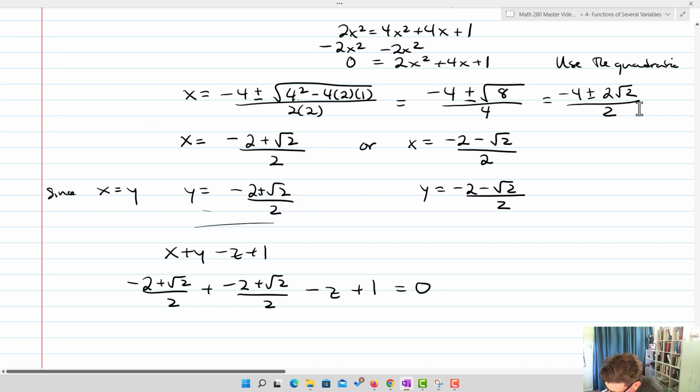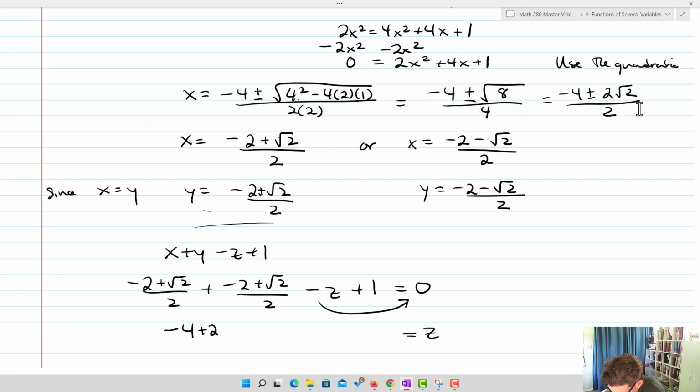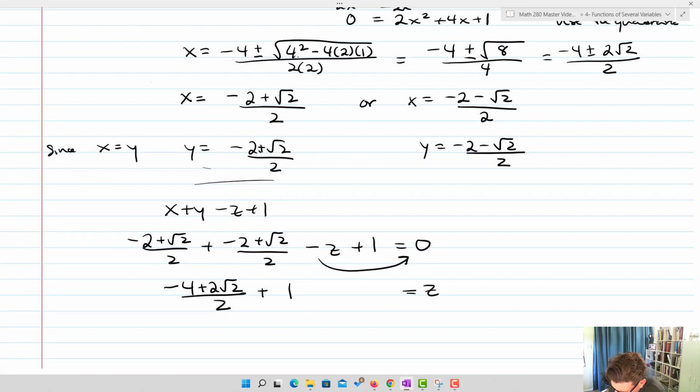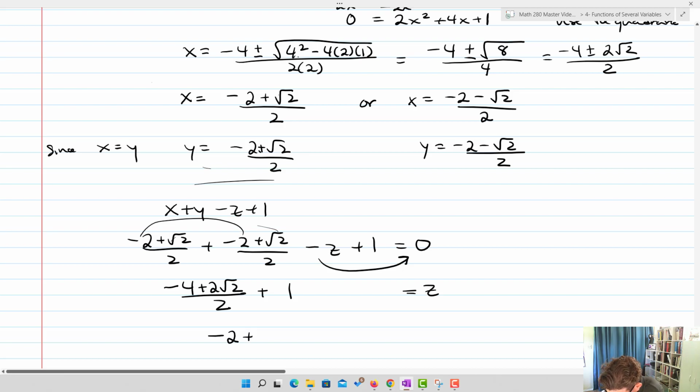So if we pull the z over to the other side, we're going to get that z equals, and so this is going to end up being negative 4 plus 2 root 2 over 2 plus 1 equals z, right? Because we'll just add the negative 2's, add the root 2's. So this then is just going to be negative 2 plus root 2 plus 1, which is just equal to negative 1 plus root 2, and that equals z.